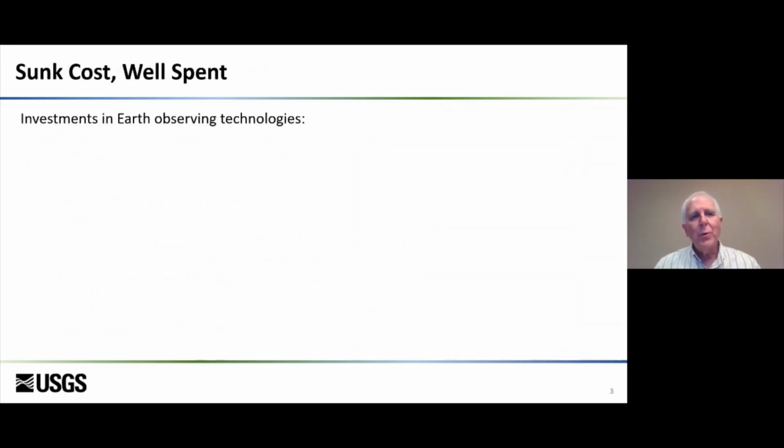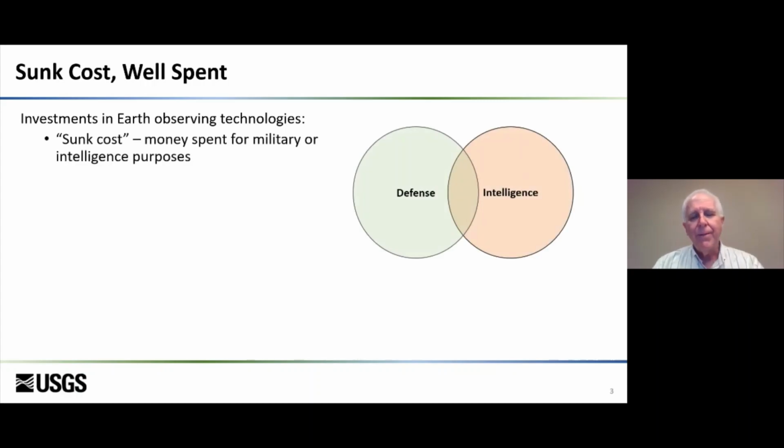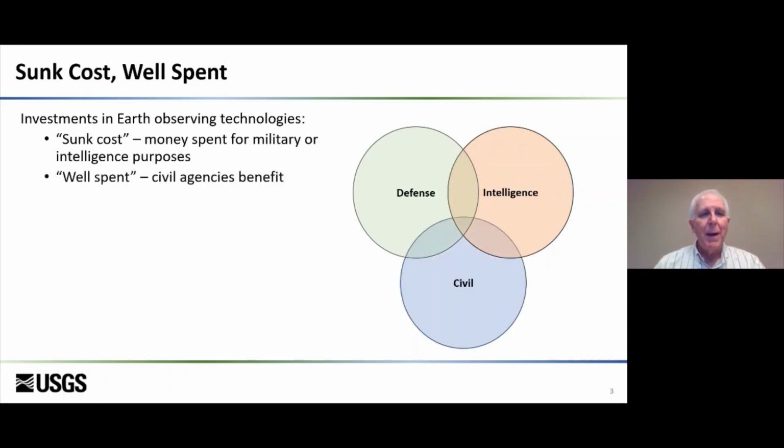Okay, so what do we mean by sunk cost well spent? Well, investments in Earth observing technologies are important to our defense and intelligence communities, and to help them meet their purposes and important missions to keep our country safe and secure. And so both the defense and intelligence community do make investments in Earth observing technologies. Now, the well spent part comes in because civil agencies such as the USGS do benefit from those investments made by our defense and intelligence community partners.